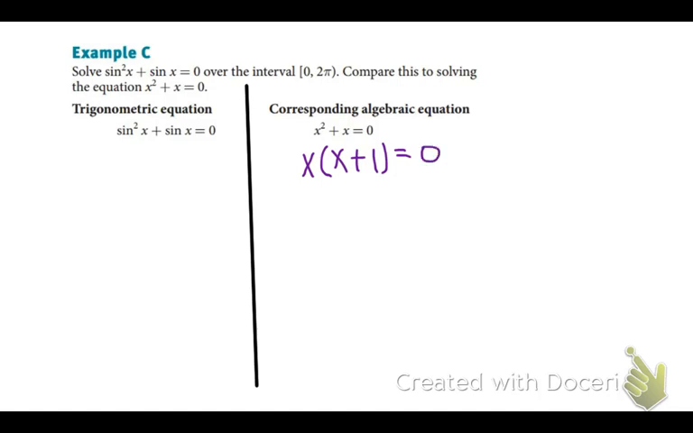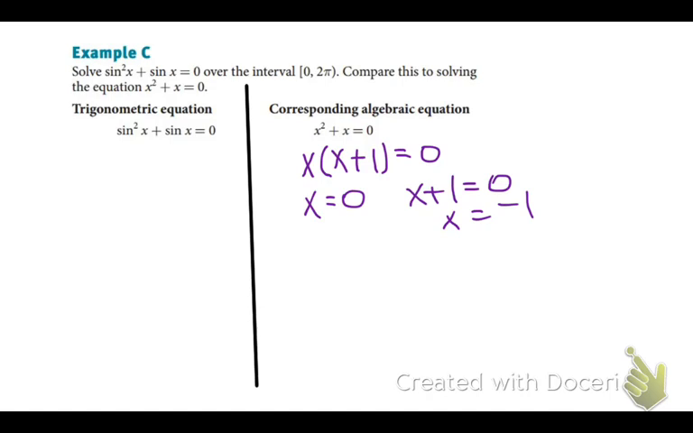Okay. And then we could apply our zero product property, right? We could split them on up. Either the x is equal to 0 or the x plus 1 is equal to 0. So in this case, we would have -1. So we would have 0 and -1. All right. Let's apply this to our trig equation.